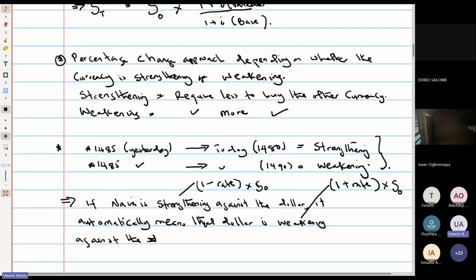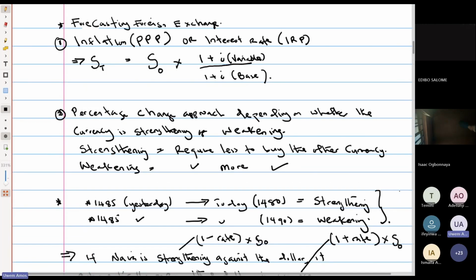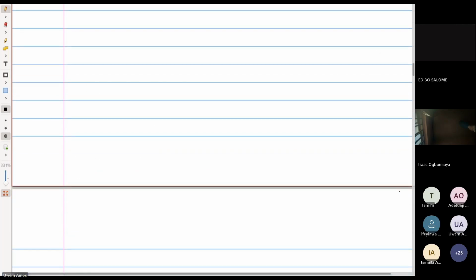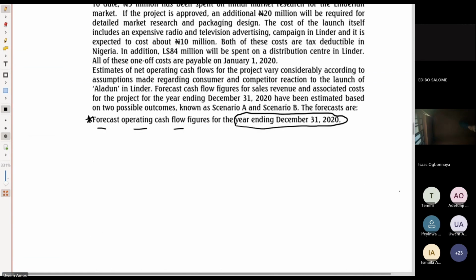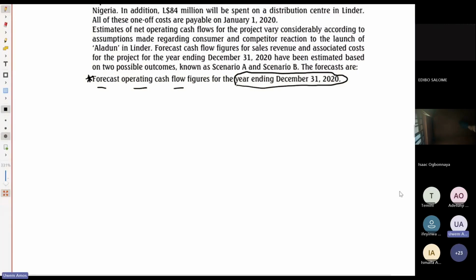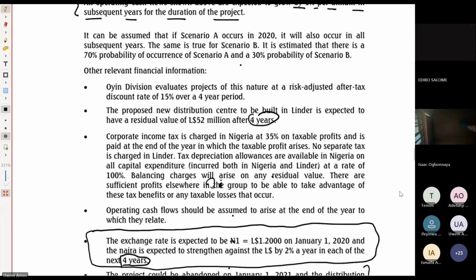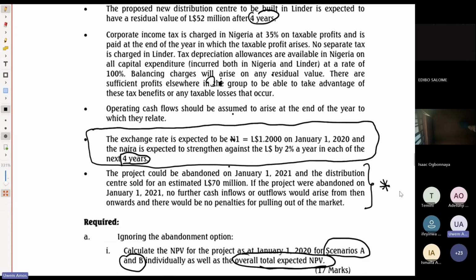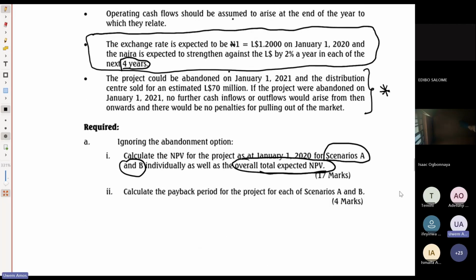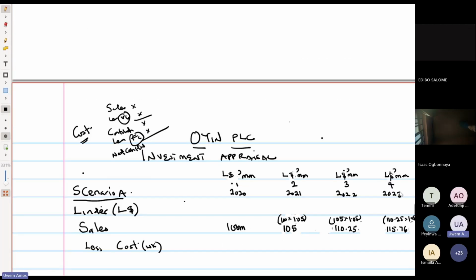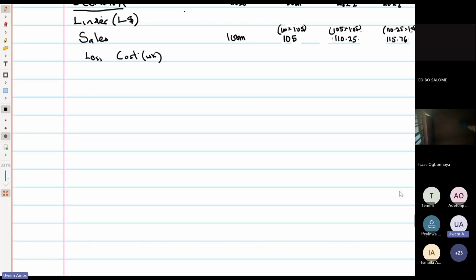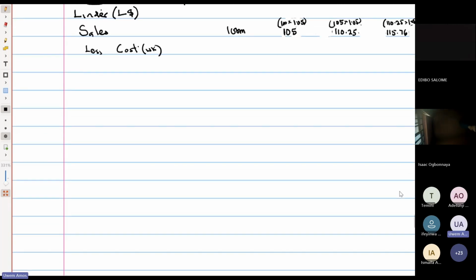So with that approach, it's very easy for us to know what to do. Let's go back to our question. So we are given an exchange rate of 1 Naira is equal to 1.2 Lindarian dollar. I see your hand up. I'm going to come to your hand. Let me just solve this. It might help answer your question. And if it doesn't answer your question, I'll then take it.